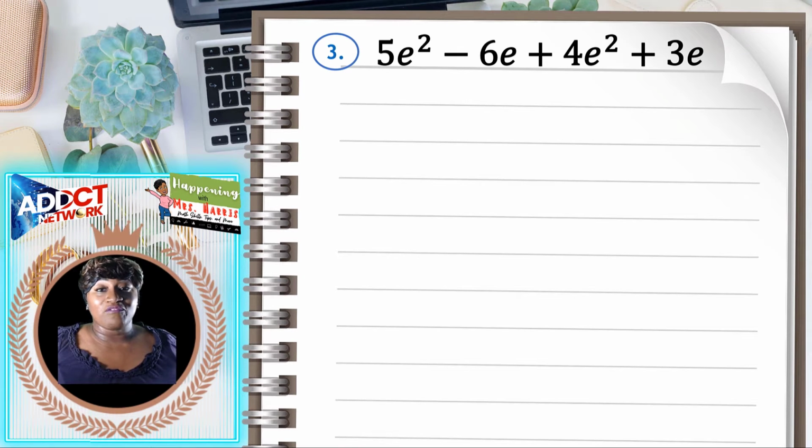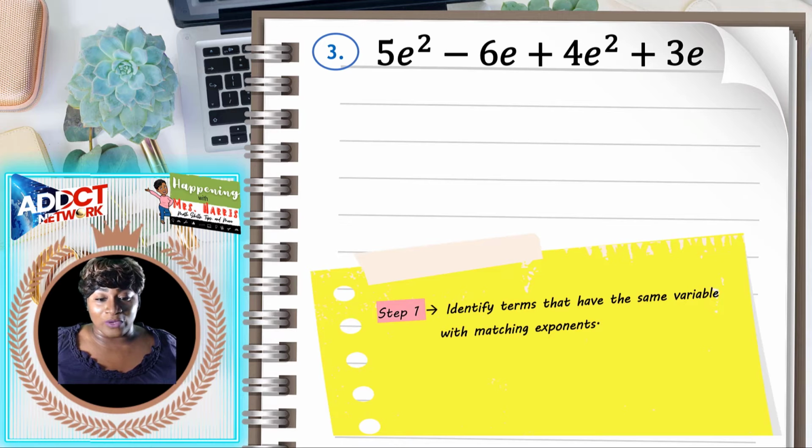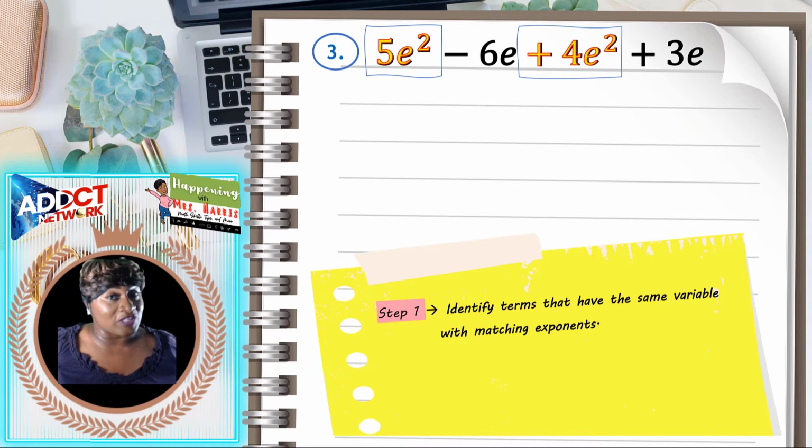Number 3, 5e to the second power minus 6e plus 4e to the second power plus 3e. To simplify this expression, step 1, we'll identify the terms that have the same variable with matching exponents. Beginning with 5e to the second power, we'll notice that plus 4e to the second power is another term where they both have the same variable e with the matching exponent 2.